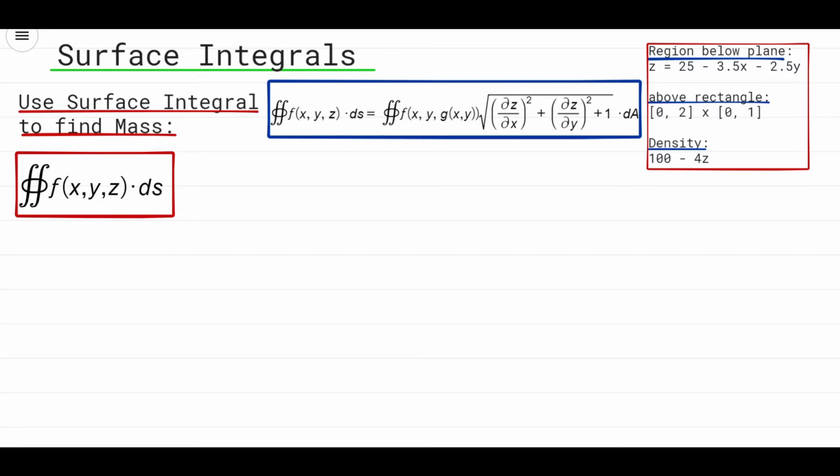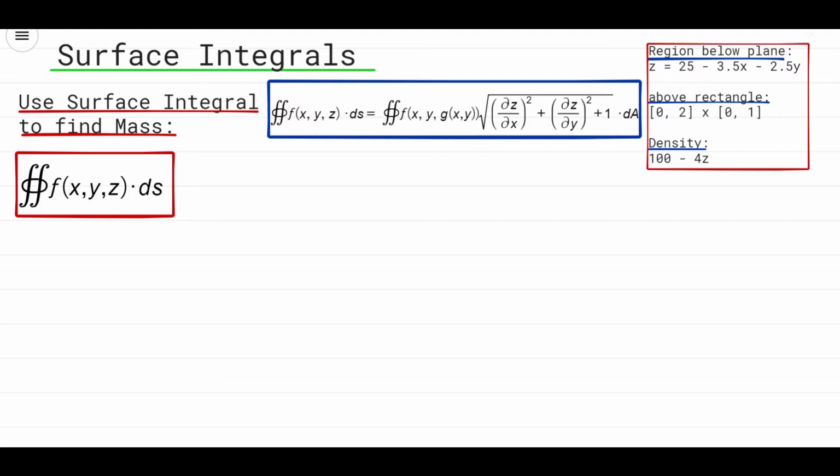So in this example, we're asked to find the mass using the surface integral, given the plane 25 minus z is equal to 25 minus 3.5x minus 2.5y, above the rectangle of [0, 2] times [0, 1], and we're given the density of 100 minus 4z.